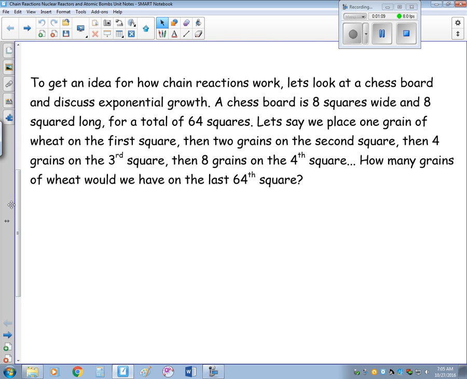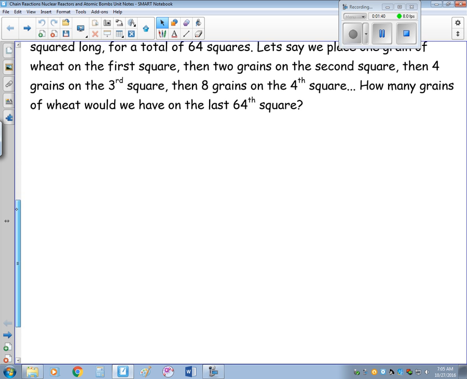There are other chain reactions that we can use as well. So to get the idea for how a chain reaction works, let's take a look at a chessboard. A chessboard is 8 squares wide and 8 squares long, so there's a total of 64 squares. Let's say we place 1 grain of rice, or 1 grain of wheat, on the first square. Then 2 grains on the second square, then 4 on the third, then 8 on the fourth. So how many grains of wheat would we have on that last square?